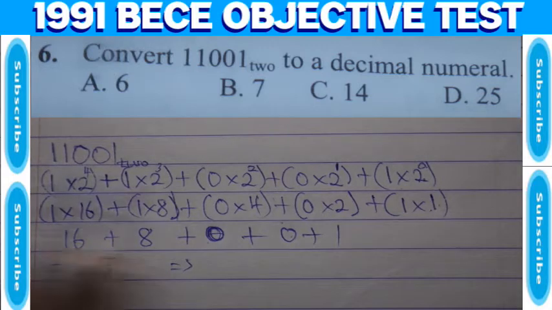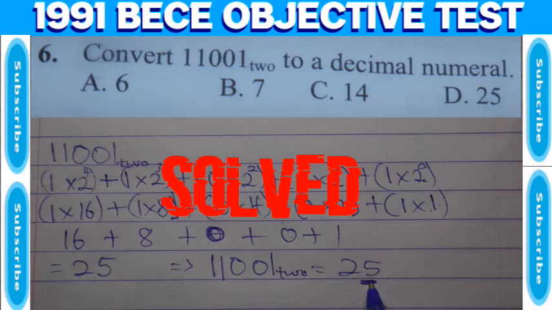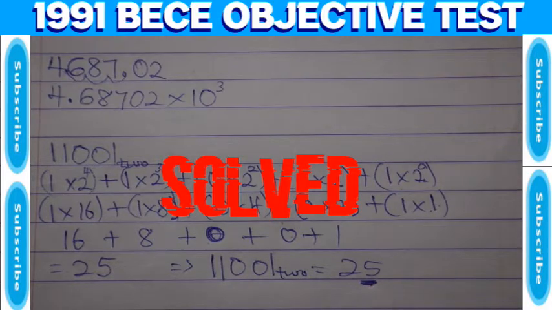Going forward, if you have 11001 base 2, it is equal to 25. That's to the base 10. So we are done with question 6, and the answer is 25. So let's move on, take a look at question 7.